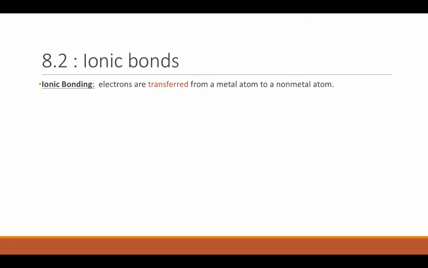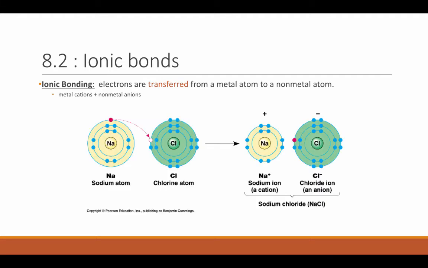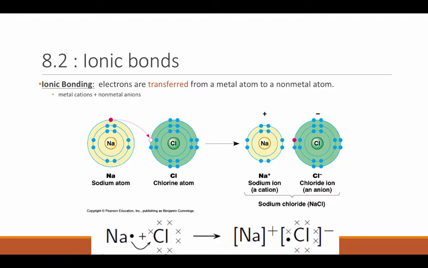Ionic bonding occurs when electrons are transferred from a metal atom to a non-metal atom. Recall that metal atoms tend to lose electrons while non-metal atoms tend to gain electrons. So an ionic bond must contain a metal cation and a non-metal anion. This process is pictured here for the formation of NaCl.